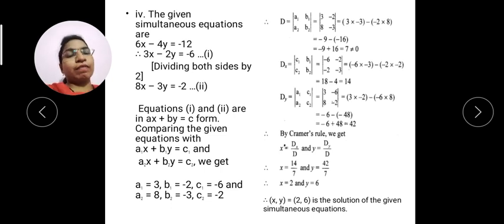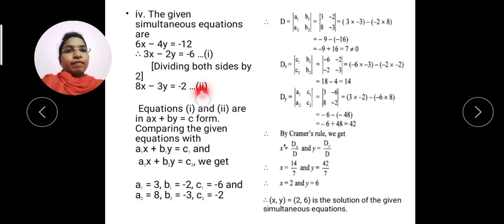Okay. If you do not simplify and you solve, then also the answer will come the same. Try one time to solve in this way also, directly by taking 6x minus 4y is equal to minus 12. By taking that also you will get the same answer.